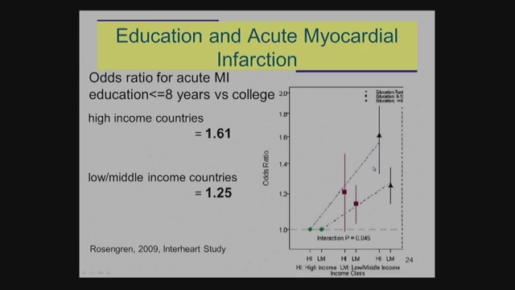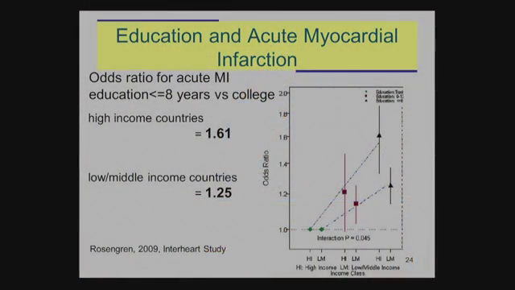How about in the low and middle-income countries? What we see there is that there's also a very consistent, strong gradient. The relative effect is slightly smaller, so that contrasting the lowest education category to the highest education category, we see a 25% elevation in odds of acute MI for individuals living in low and middle income countries. So in both groups of countries, there's a very clear social gradient and very consistent. However, it seems to be in relative terms a little bit larger in low and middle income countries.